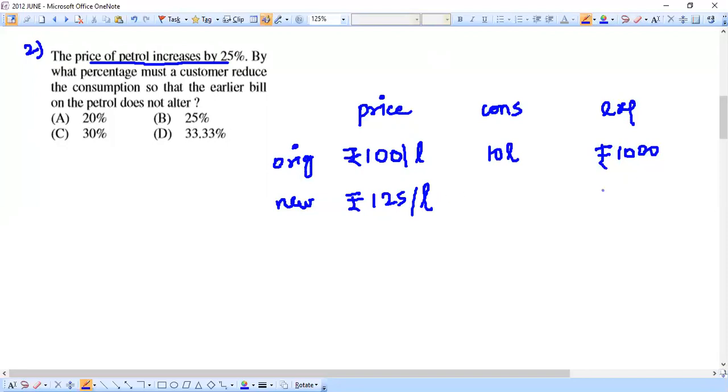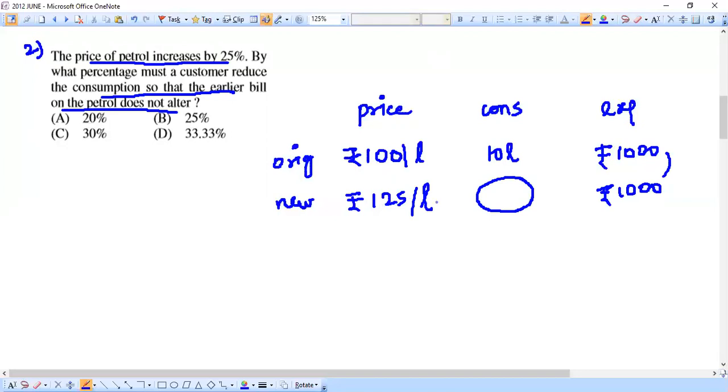But now again the expenditure is the same, because it is given that the expenditure should not change, so that the earlier bill on the petrol does not alter. That means it remains constant. It is the same now also. And now what happens to the consumption? This is what we have to calculate. Previously the customer could buy 10 liters for 1000 rupees, but this time the price has increased. Now how many liters can that customer buy for the same 1000 rupees? This is our question.